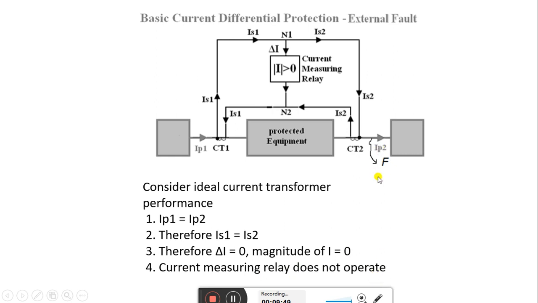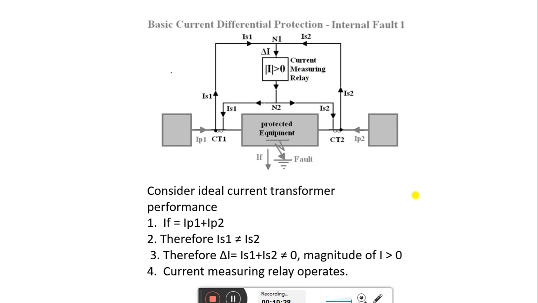It means if the fault is external, that is outside the protected zone, then this relay will not operate, because IP1 is equal to IP2 and IS1 will be equal to IS2. So delta I will be 0 and the magnitude of the current I will be 0. So this relay will not operate. That is the fundamental principle of the basic current differential protection if there is an external fault. I am talking about the external fault.